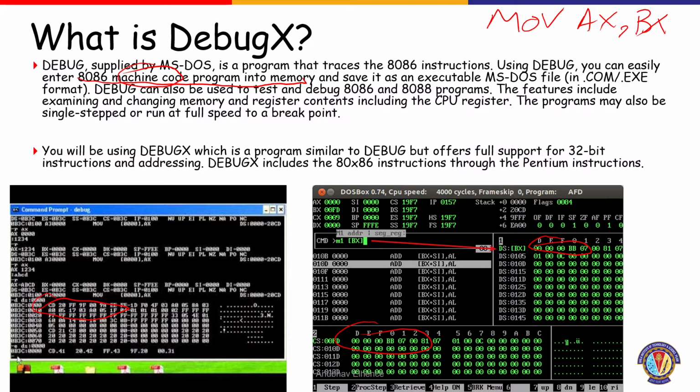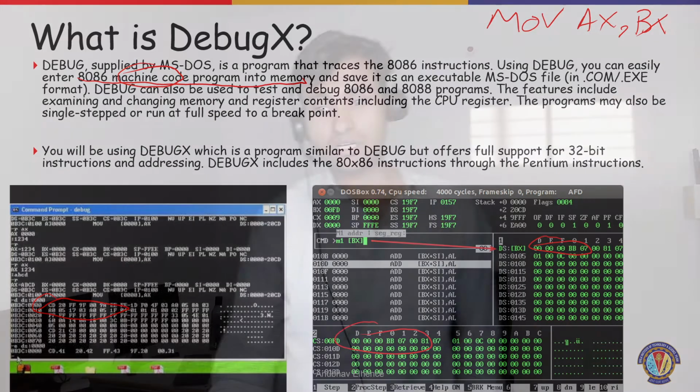It traces the 8086 instructions, and you can easily convert them into machine code, and can also execute that using Debug. So Debug can be used to test and debug 8086 and 8088 programs. The features include examining and changing memories and register contents, and believe me, this is exactly what we'll be doing throughout our lab sessions. We'll be writing some code, going and checking the register values, seeing what changes it has made, going to the specific memory locations.